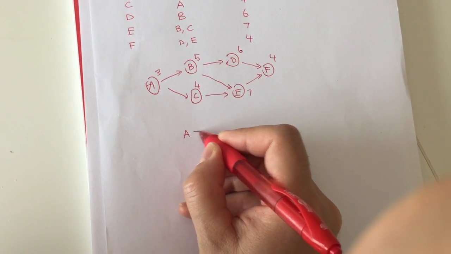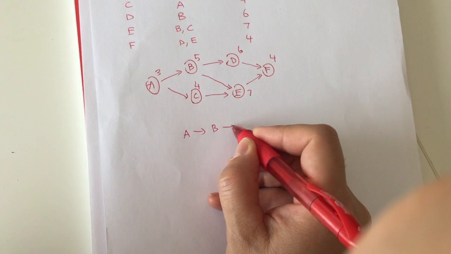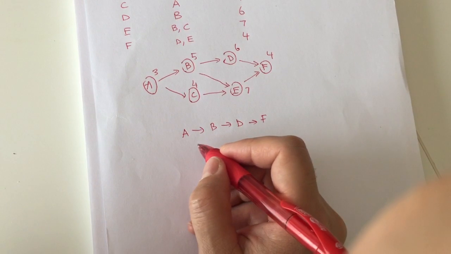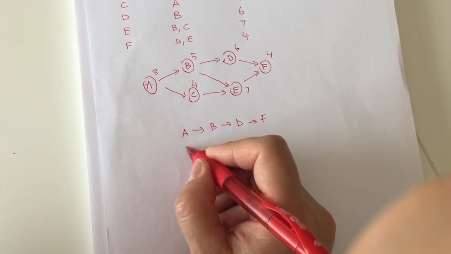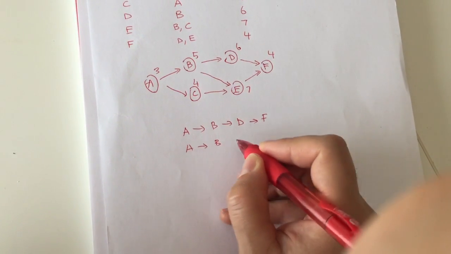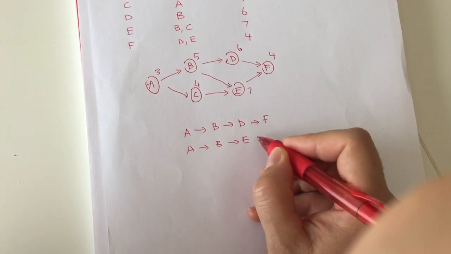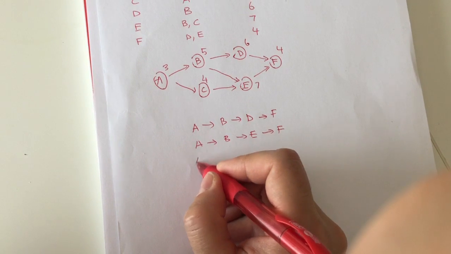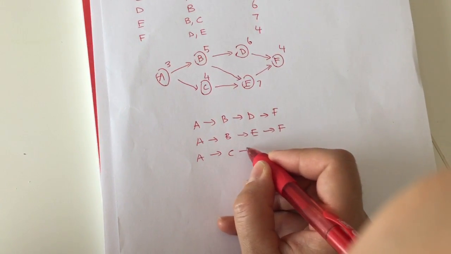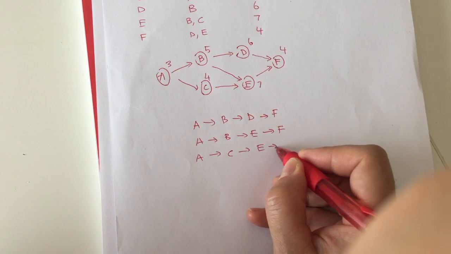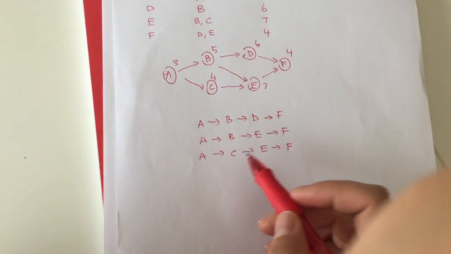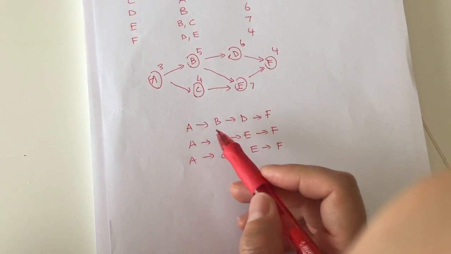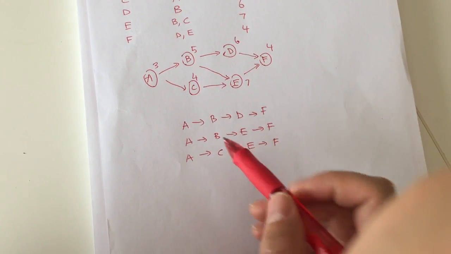So there I have A to B to D to F. And then I have another path that goes from A to B, then E to F. And the third path is A to C to E to F. So I outlined all the paths that go from the beginning to the end.